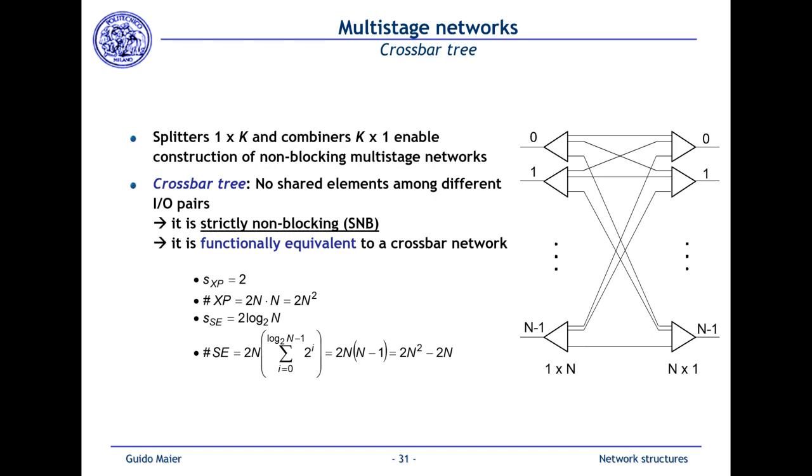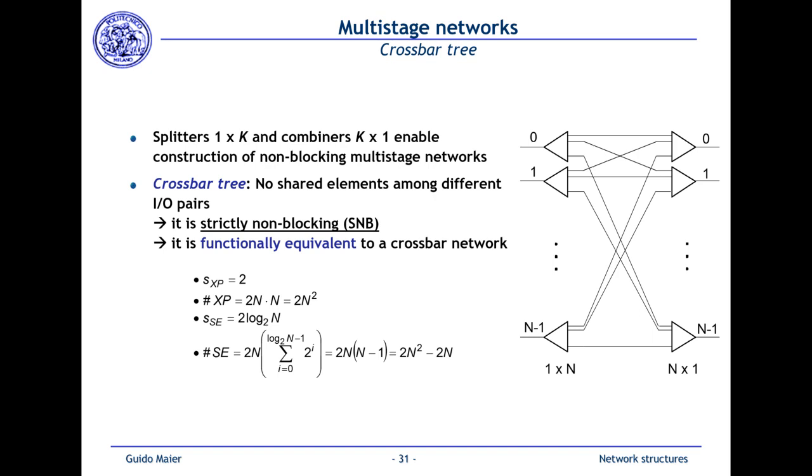This network is functionally equivalent to a crossbar because it is a non-blocking network. Moreover, it is also strictly non-blocking. Why is it strictly non-blocking? Here we can explain this property by looking at the architecture directly, so by inspection.